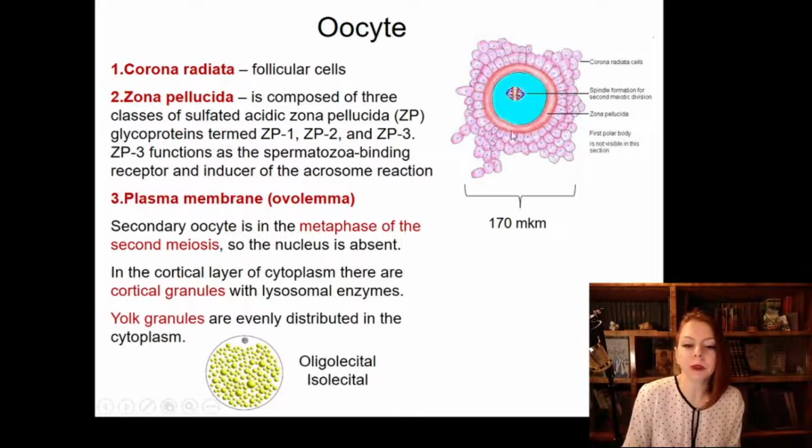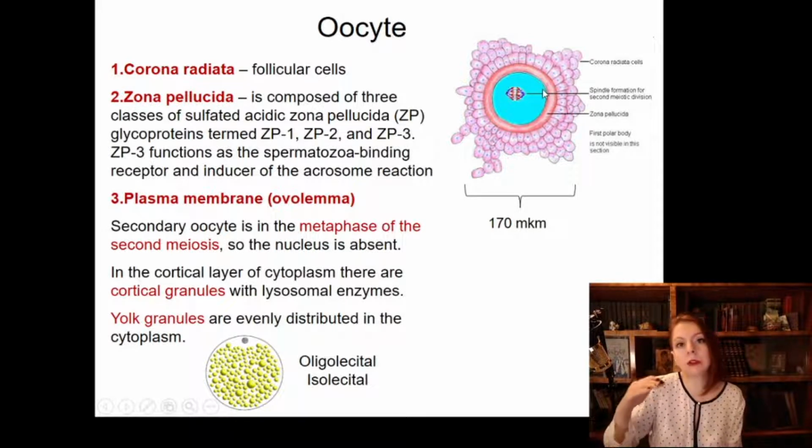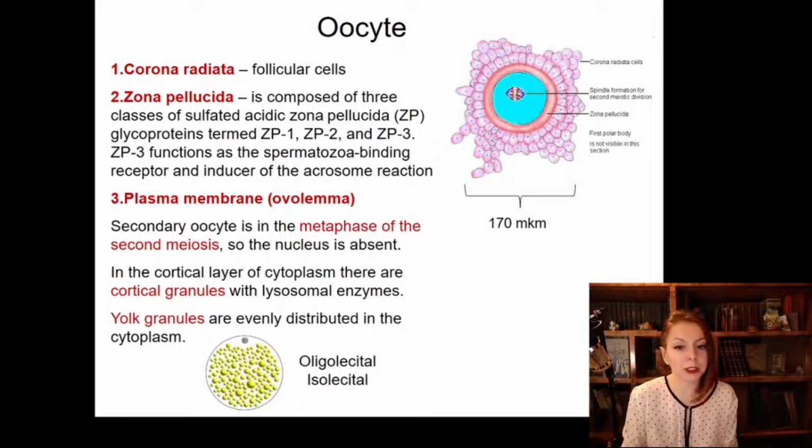Then, it also contains cortical granules. They are not shown in the diagram, but they are called cortical because they are just under the oolemma, just under the plasma membrane, in the cortical superficial layer of the cytoplasm. And as for their function, we will discuss later.